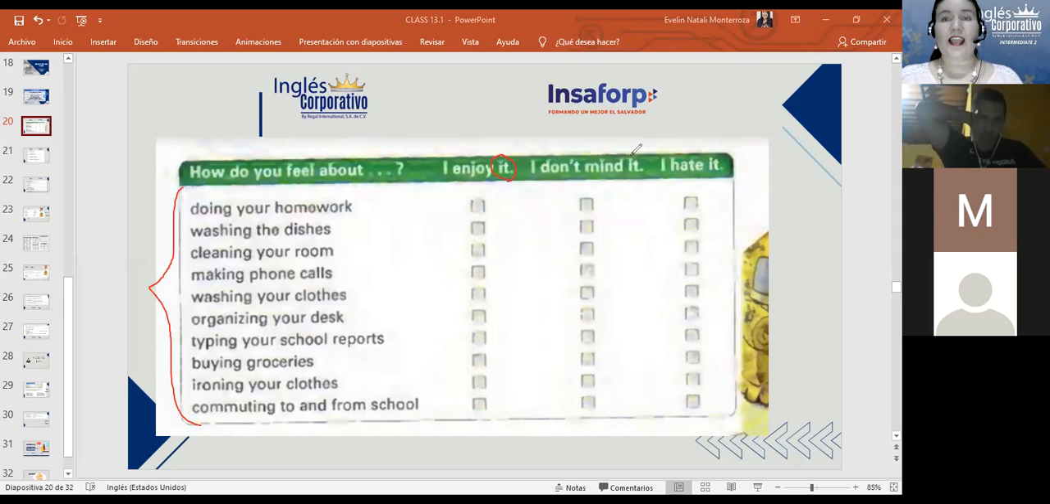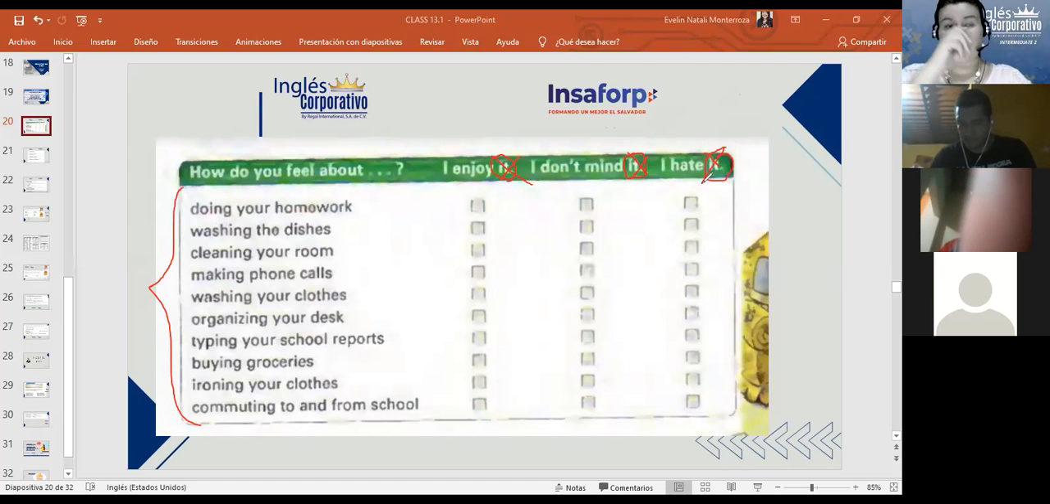Because you cannot say, I enjoy it doing homework, because that would be giving two different objects at the same time, and that's not correct. So you are going to omit "it": I enjoy, I don't mind, I hate, because I need you to create complete sentences. And you are going to tell me, I enjoy doing homework, I don't mind doing homework, or I hate doing homework.